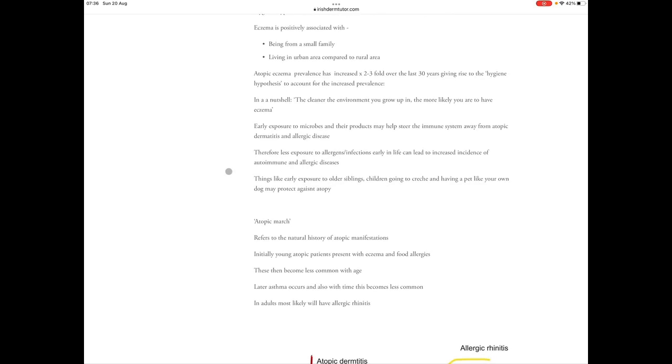So if you are less exposed to allergens and infections early in life, you may be more susceptible to autoimmune and allergic diseases. Studies have suggested that things like early exposure to older siblings, a child going to creche early, or owning a pet, like your own dog, may protect against atopy.